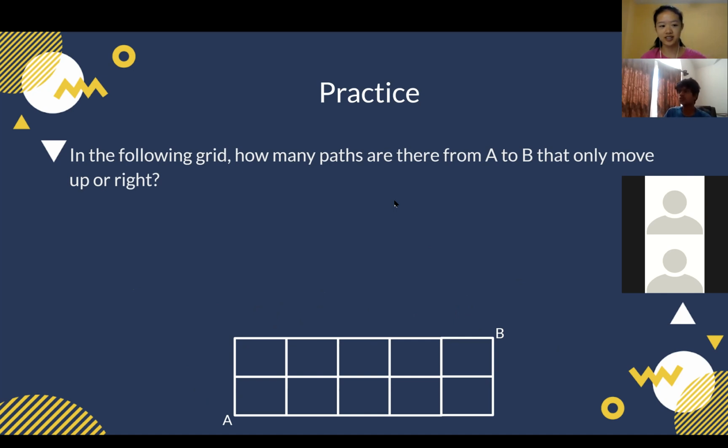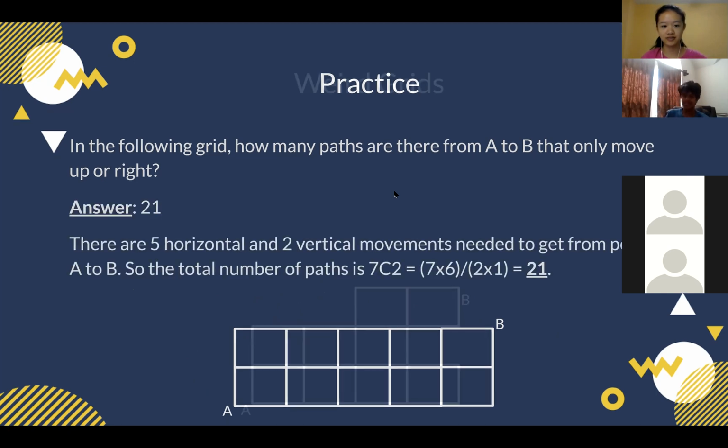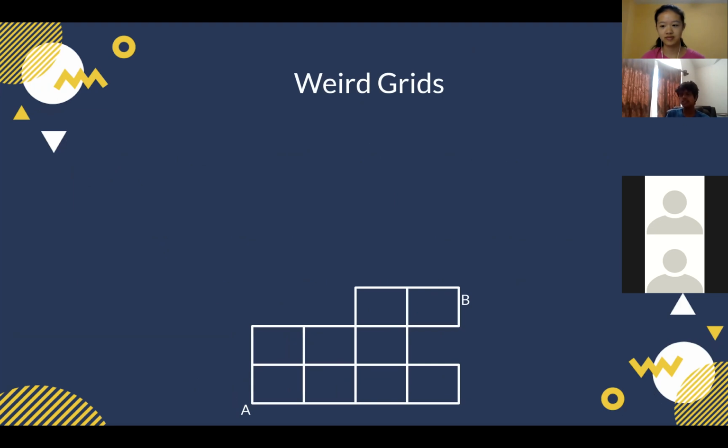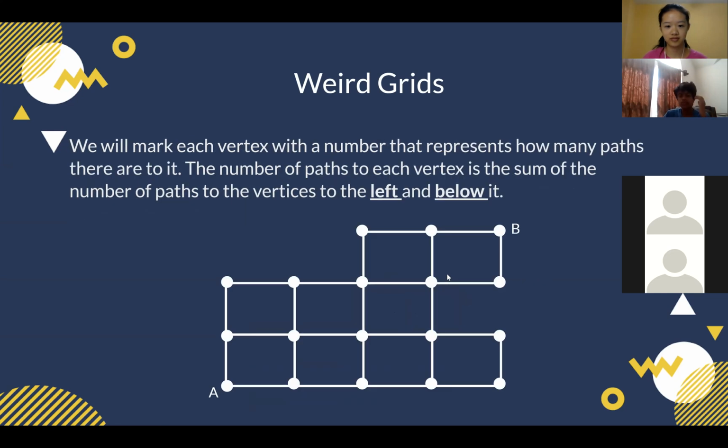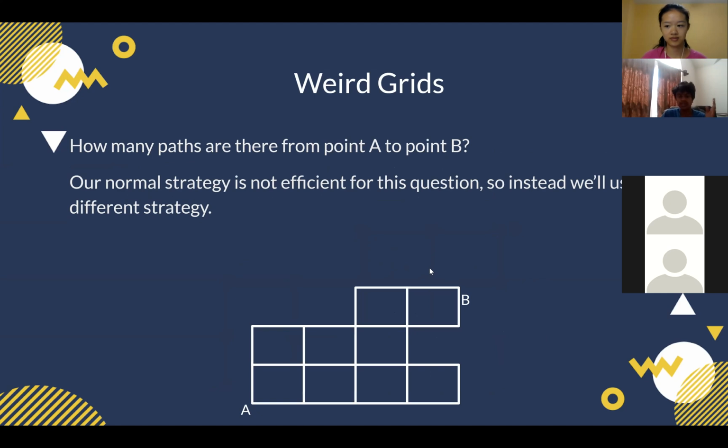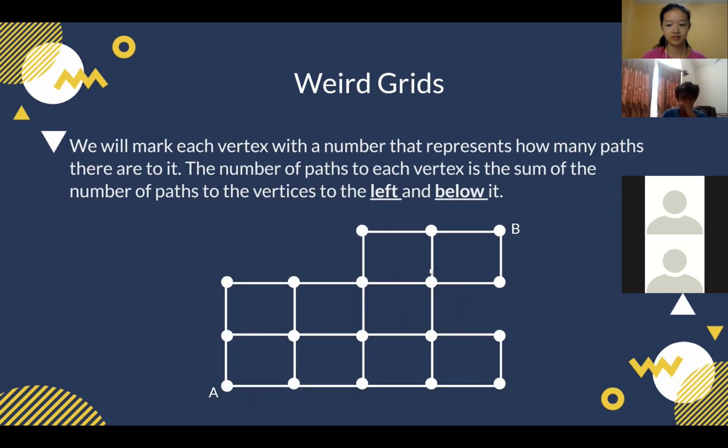Okay, but now we're going to transition into some weirder grids. The same strategy doesn't necessarily work for these weirder grids, but we have a different strategy for them. The first thing you do is find the origin point, which is A, and you label everything directly up and right along the border as 1, because there's only one way to get to it. I think that's actually on the next slide.